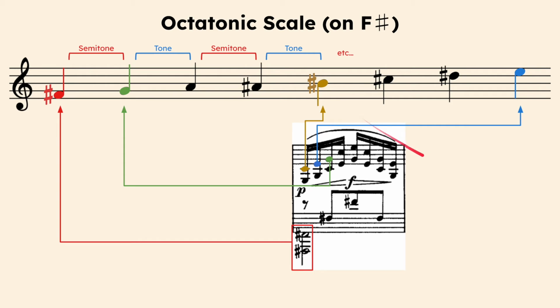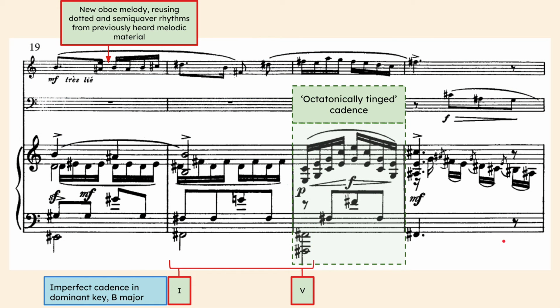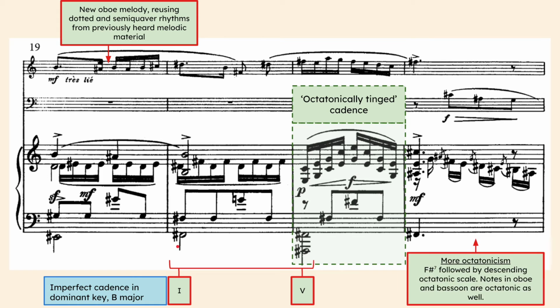Those are enharmonic equivalents. So while there's the suggestion of a 1-5 imperfect cadence across bars 20 to 21, the Eduqas notes call this an octatonically tinged cadence. There's more octatonicism in bar 22 with an F sharp dominant 7th in the piano, followed by a descending octatonic scale. The notes in the oboe and bassoon in this bar also fit with the octatonic scale.